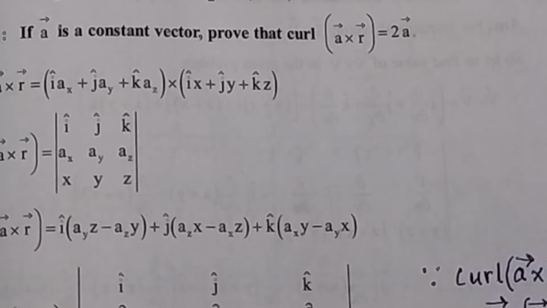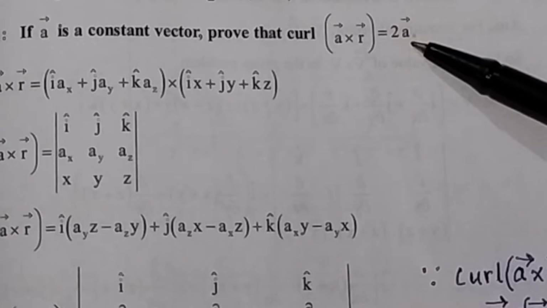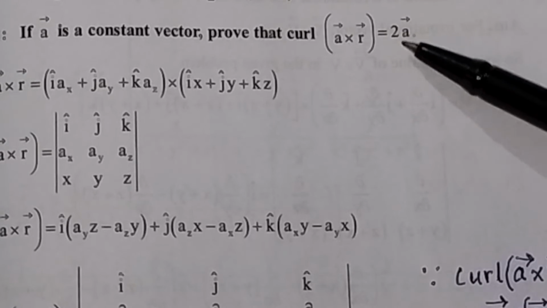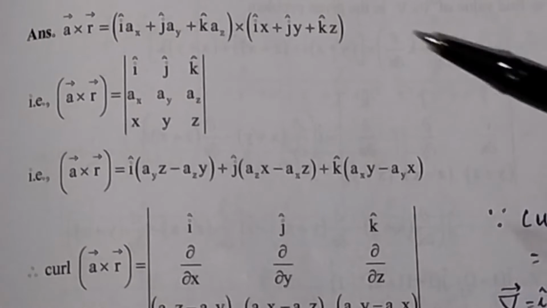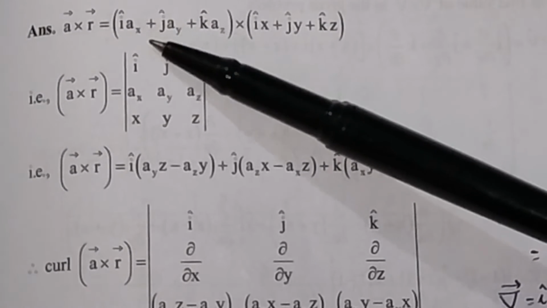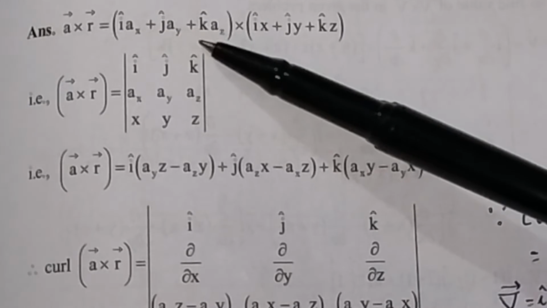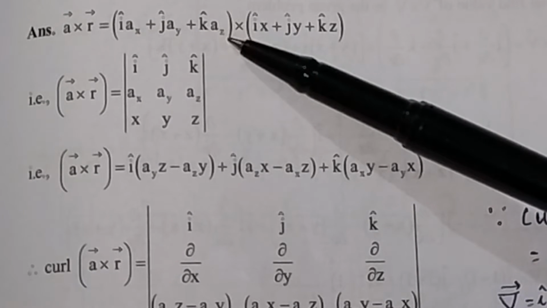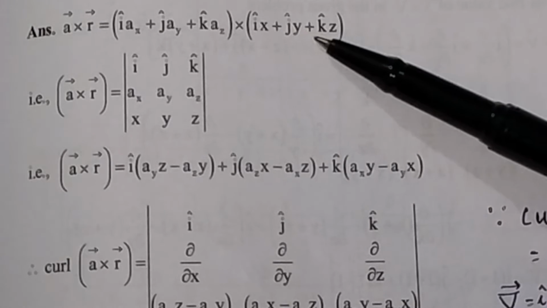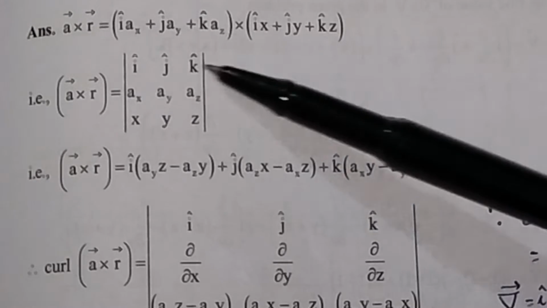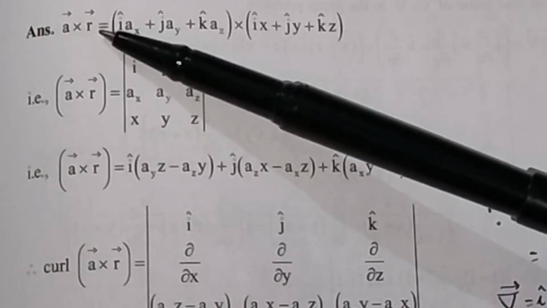If A is a constant vector, prove that curl of A cross R, A vector cross R vector, is equal to 2A vector. Suppose we take A vector equal to i cap Ax plus j cap Ay plus k cap Az, and R vector is i cap x plus j cap y plus k cap z. Then what will be A cross R?